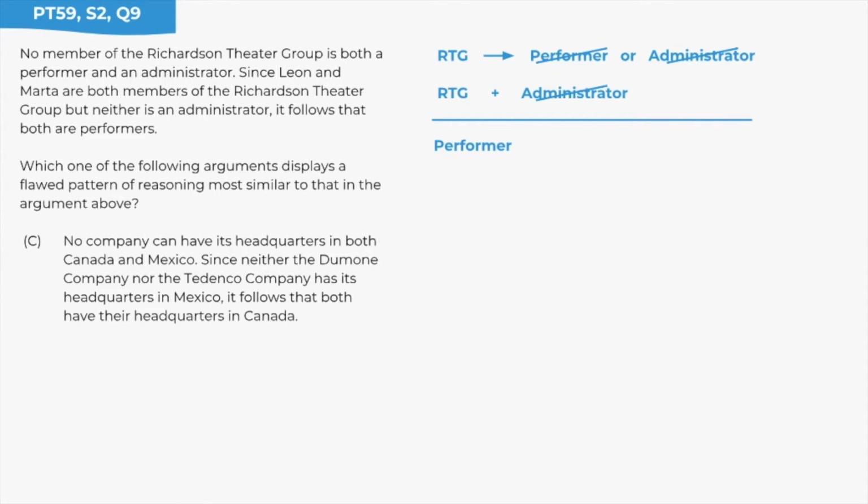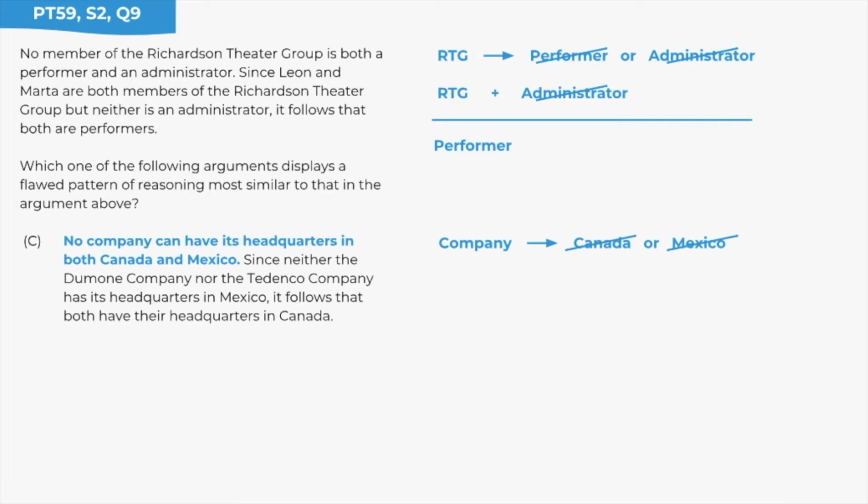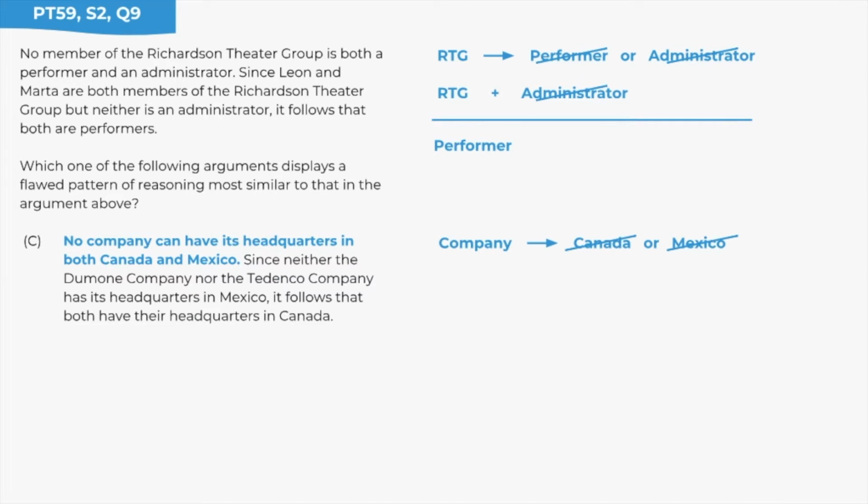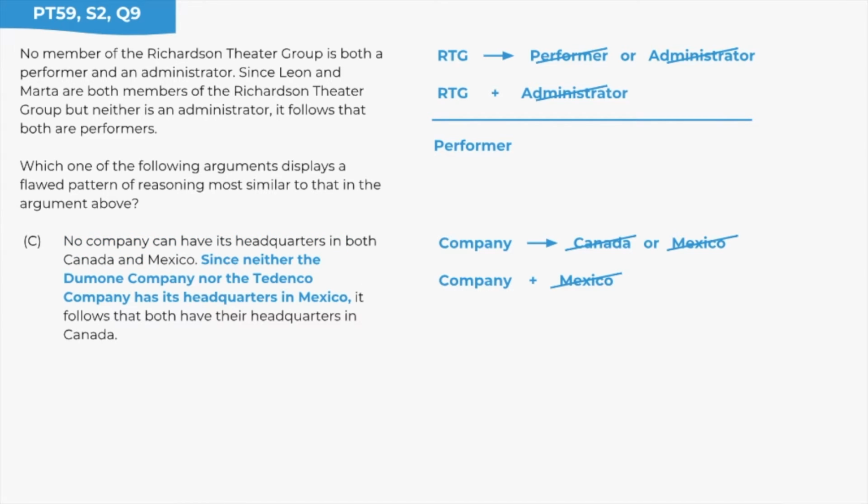Answer choice C. No company can have its headquarters in both Canada and Mexico. So if your company, either your headquarters is not in Canada or it's not in Mexico. It can't be in both. And then they tell us that neither the Dumont company nor the Tedesco company has its headquarters in Mexico. So now let's look at the second premise. It says that neither the Dumont company nor the Tedesco company has its headquarters in Mexico. So these two companies, they're companies, and yet their headquarters are not in Mexico.